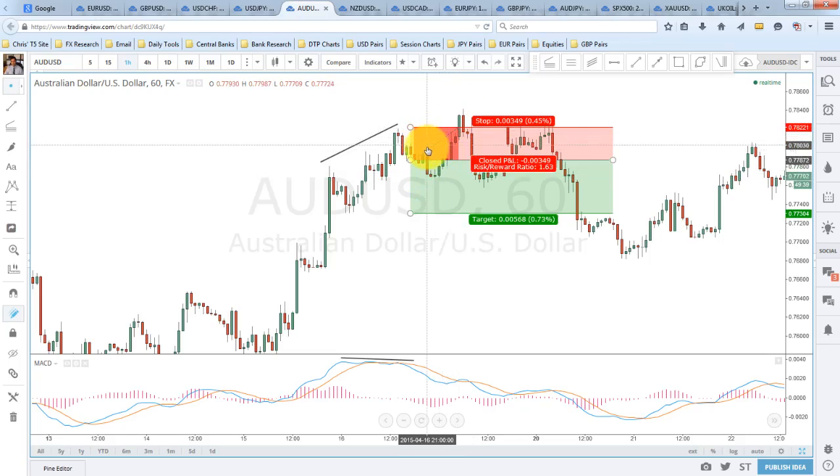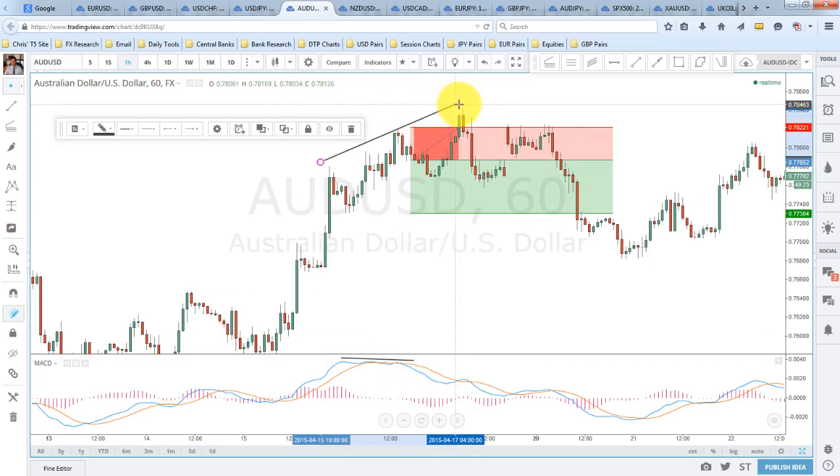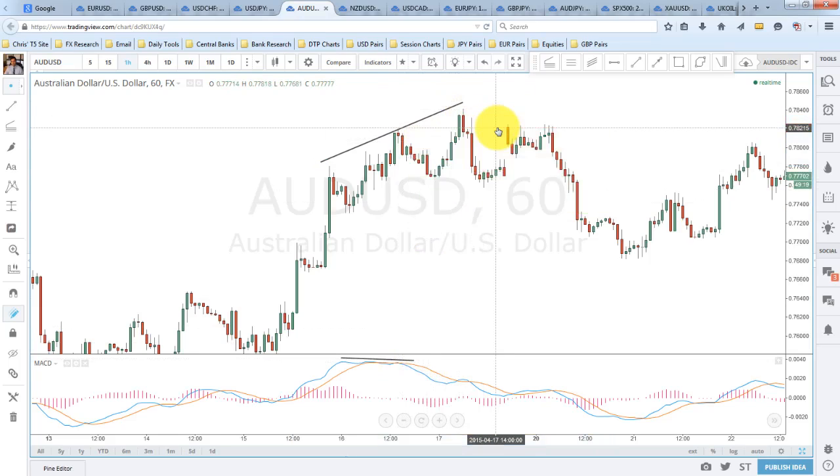Now I don't know if you would have reduced the risk here at that point. Probably not. More than likely this would have taken a full stop. But then again, right after that, we had another swing high. Let me just get rid of this. We had another very bearish candle develop here. And let's look at the entry from that point.